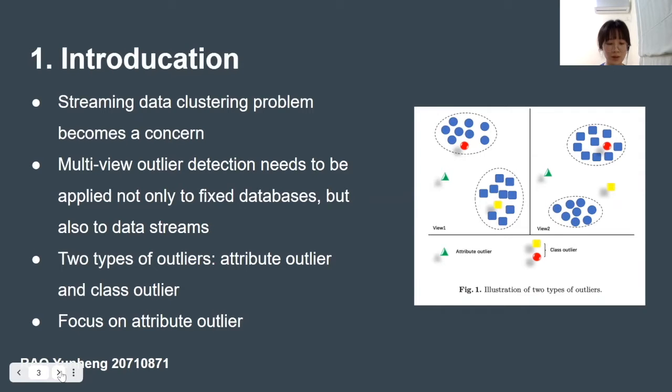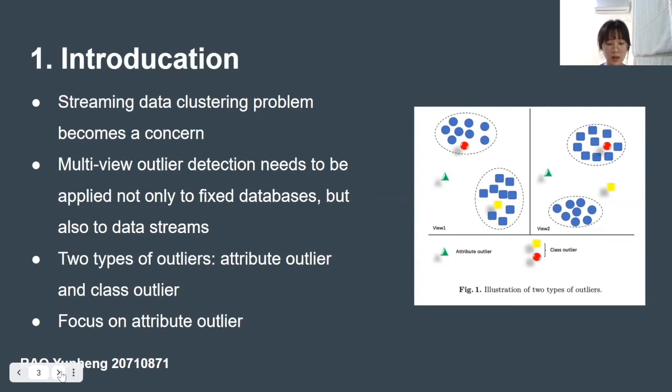There are two types of outliers shown in the right picture. Attribute outlier is an object that is an outlier in each view, such as the green triangle. And class outliers are objects that are not continuous between the two views. For class outliers, it's difficult for them to change from outliers to inliers because of their discontinuities.